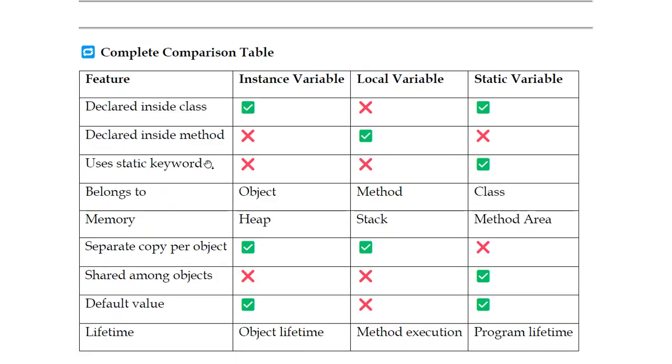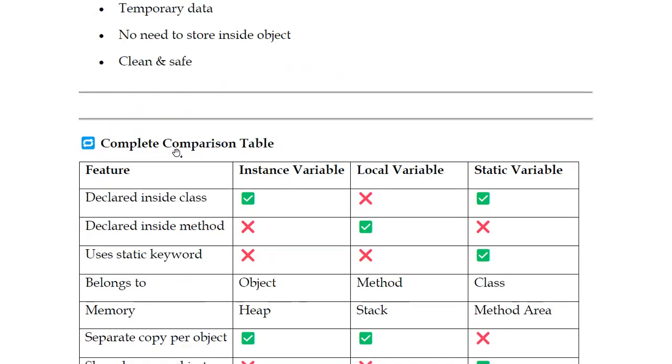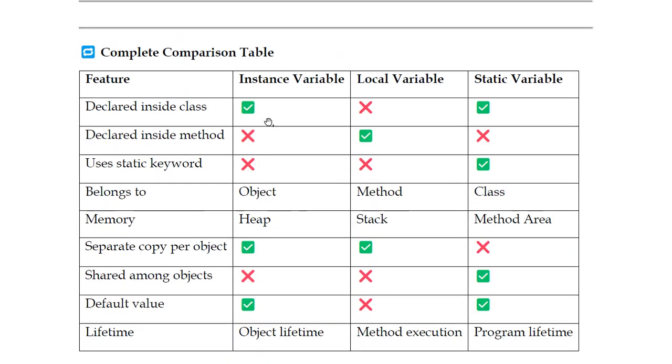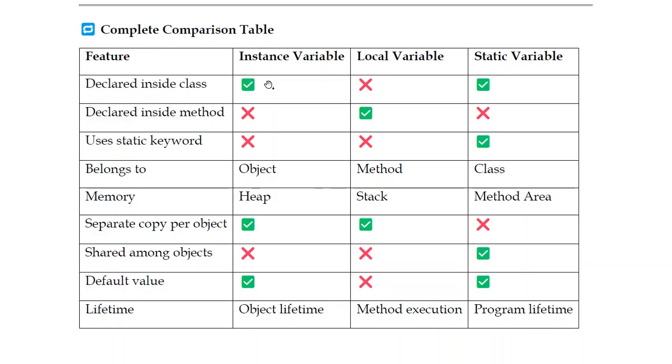A small comparison table now. Declared inside the class means instance variable. A local variable is declared only within the method. A static variable is also declared inside the class. Both instance and static are declared inside the class; inside the method means only local variable. So an instance variable belongs to the object, a local variable belongs to the method, and a static variable belongs to the class.